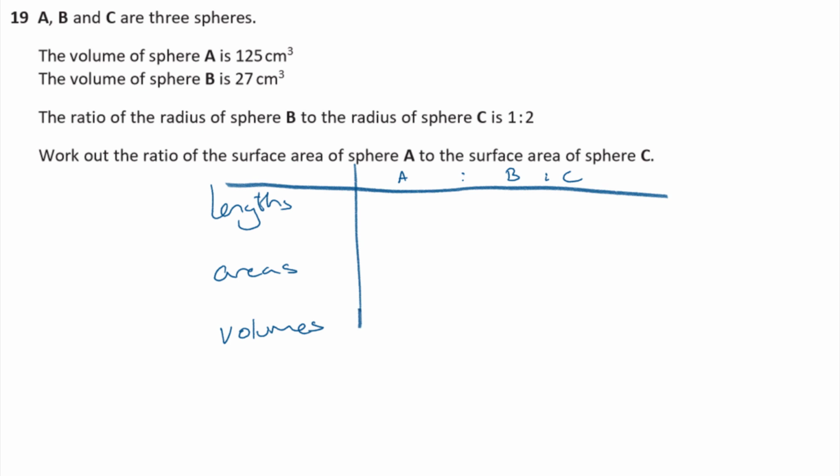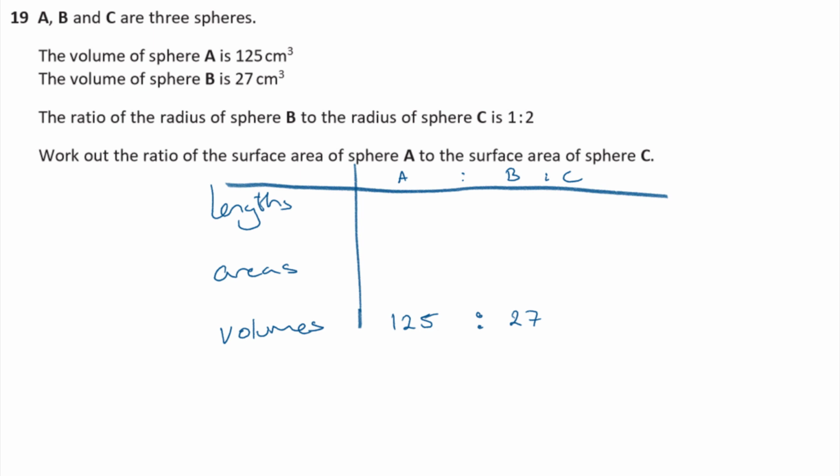So then what do we know? We know that the volume of sphere A is 125 cubic centimeters, and the volume of sphere B is 27. So let's write that in our table then. Volume for A is 125, and the volume for B is 27.